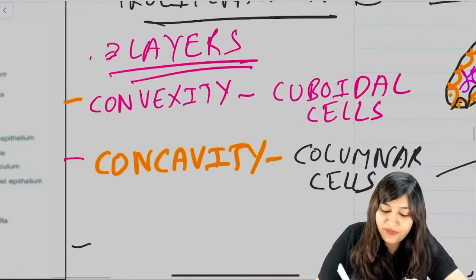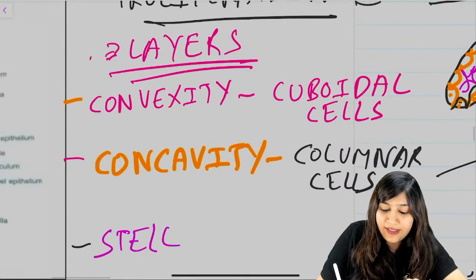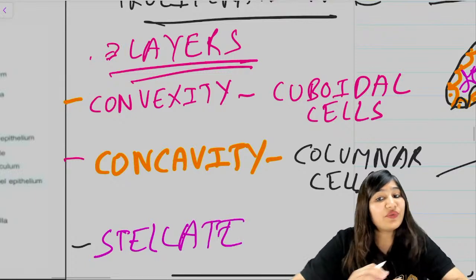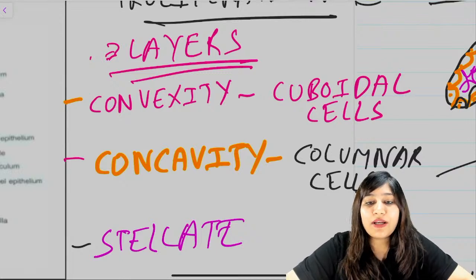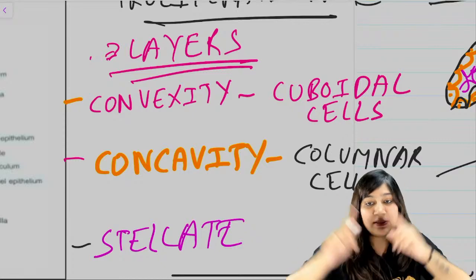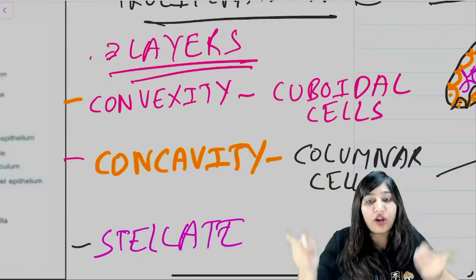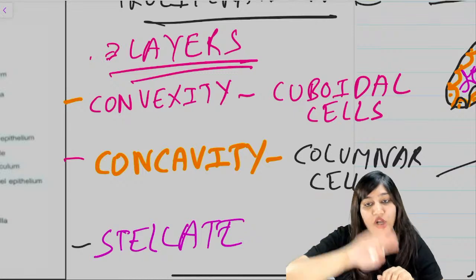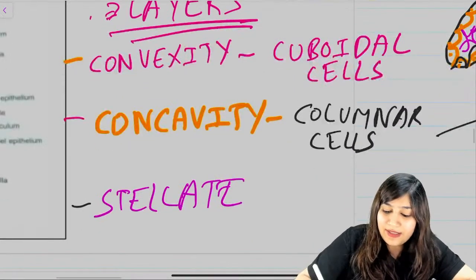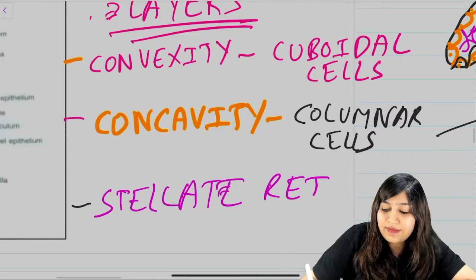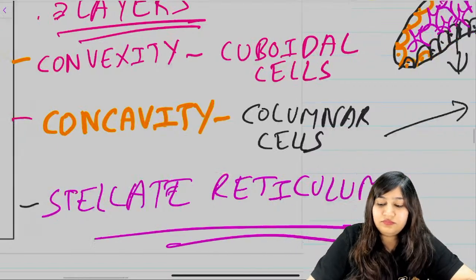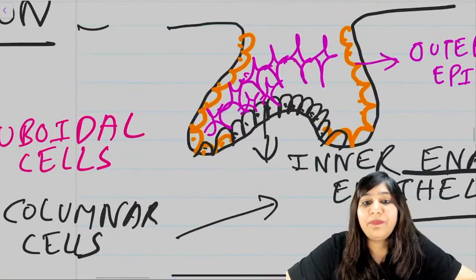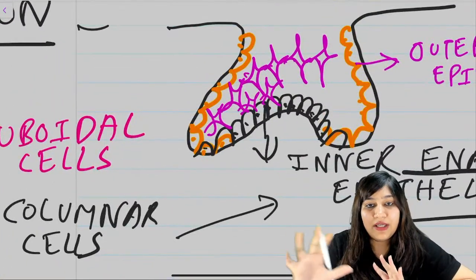So basically, we have 3 layers in the cap stage. In the bud stage, we had 3 or 2 layers? 2 layers. Outer, low columnar cells, central, polyhedral cells. Now coming to the cap stage: cells in the convexity, outer enamel epithelium; concavity, inner enamel epithelium; and stellate reticulum cells. Here we can easily appreciate our 3 different layers.